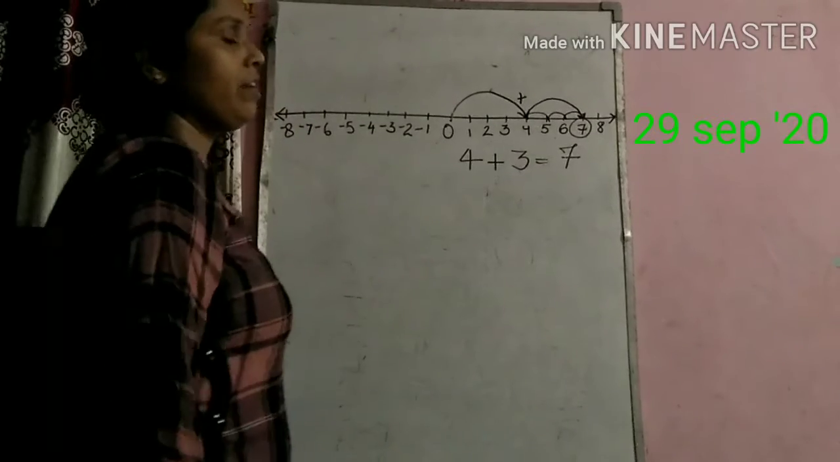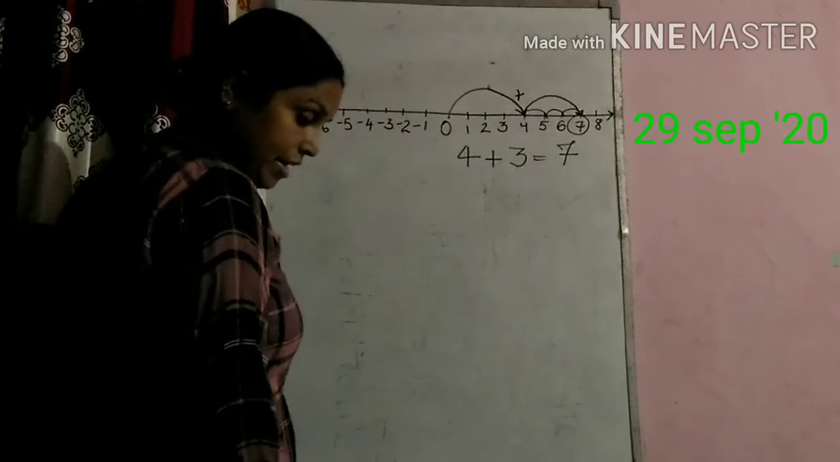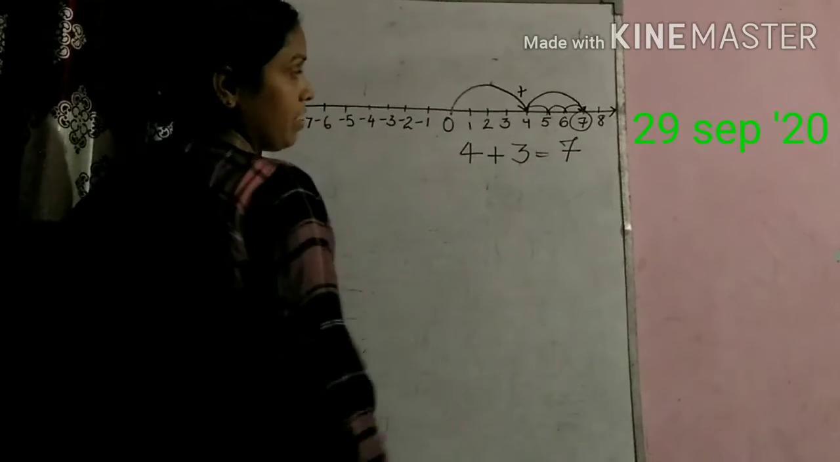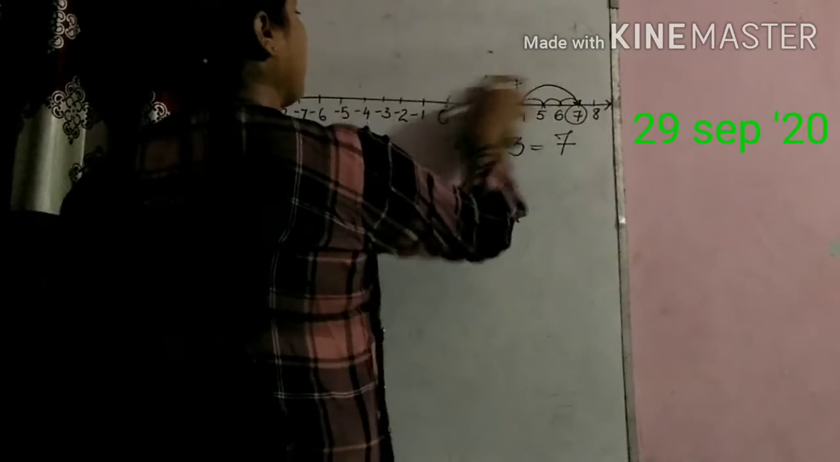If the number line is given to you and they are asking you to write down the addition expression represented by this number line, you will be writing like this. If I take one more example, children, let's have one more example.